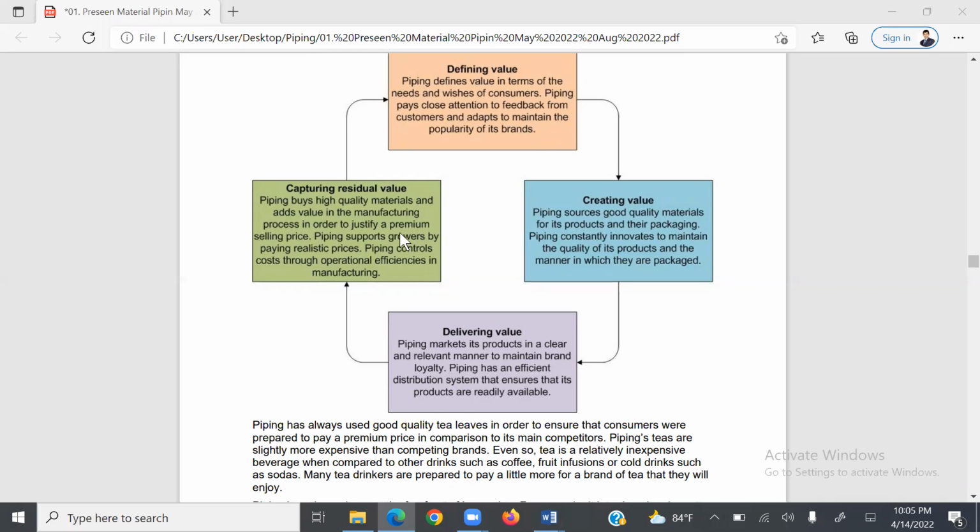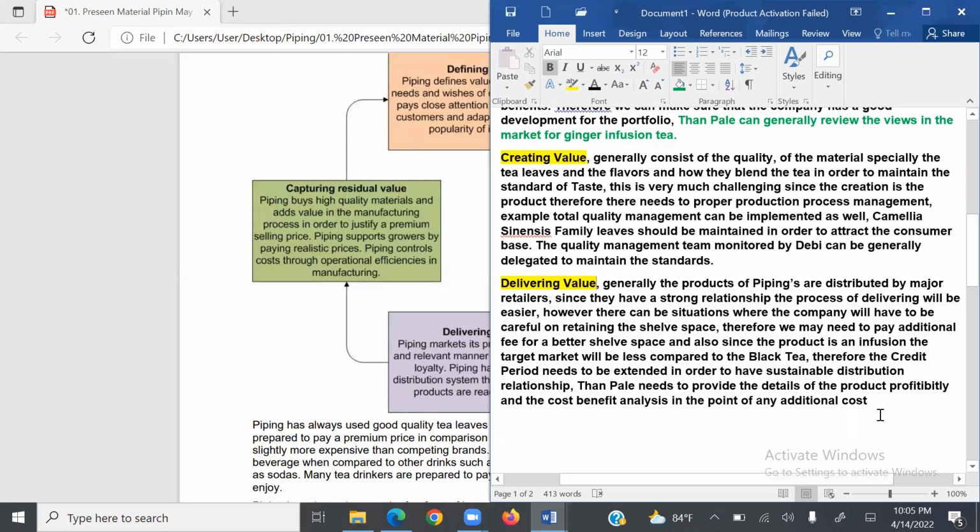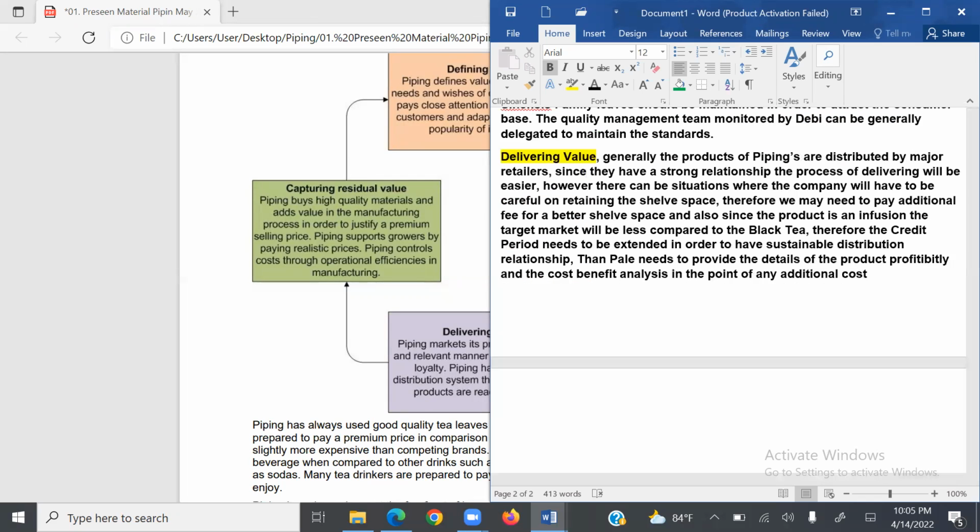Yes. So students, get this point of view very clearly on the residual value: how you are going to sustain the profits, how you are going to sustain the efficiency, and how you are going to manage the cycle. So coming to the final one, I'll write down here, capturing residual value. I'll write down a note on that.